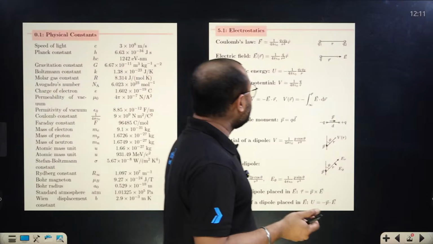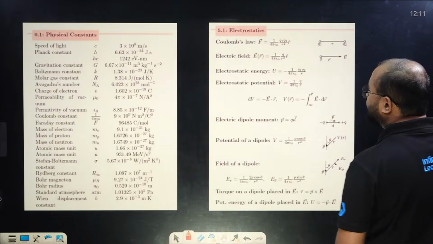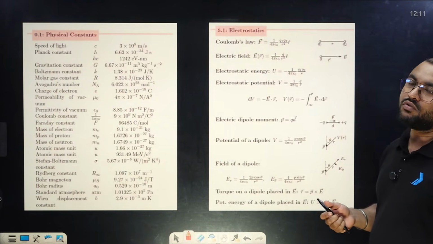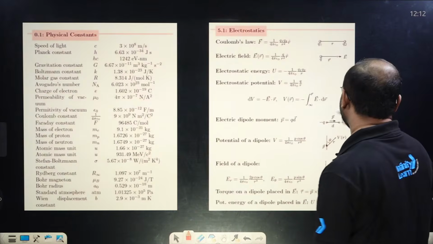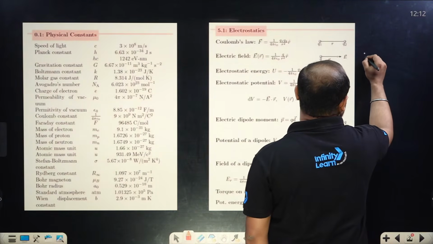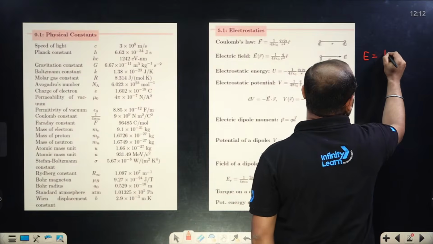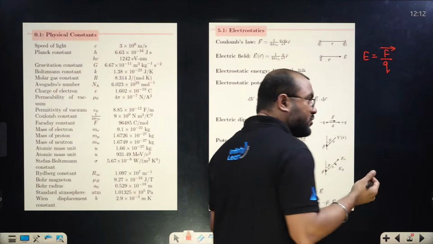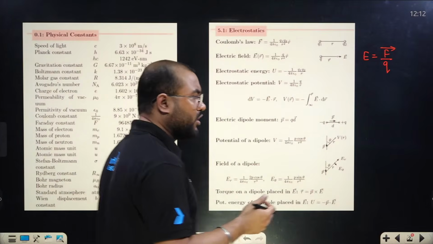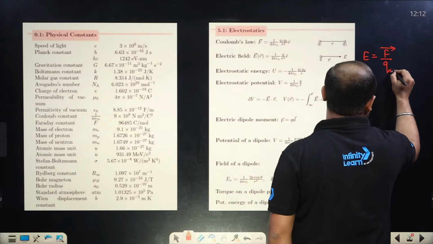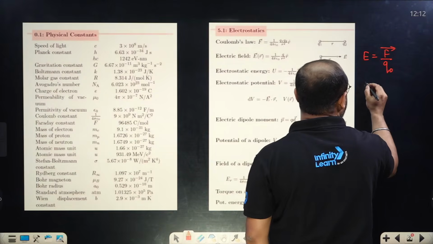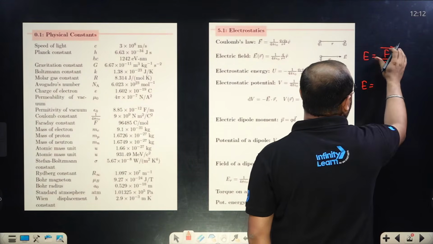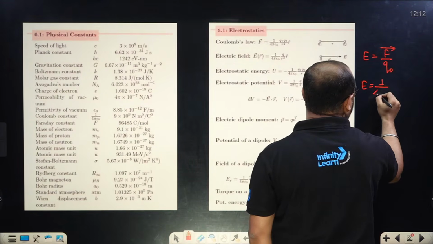So when we talk about Coulomb's law, we know what we have to do. After that, we'll talk about the electric field, everyone. In the electric field, we know the formula. The electric field equals F, that is the electrostatic force, divided by the unit test charge. Either you can write q or you can write q naught. This entire electric field changes the value of the force that we know, that is 1 by 4 pi epsilon naught.